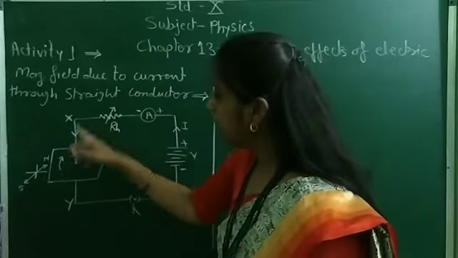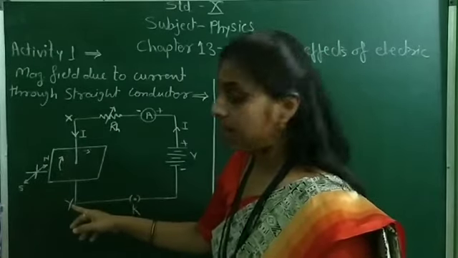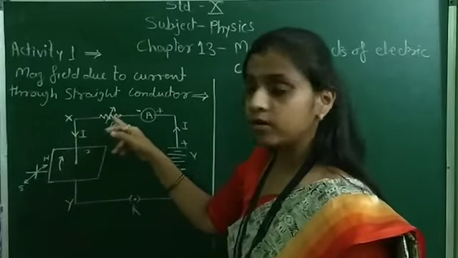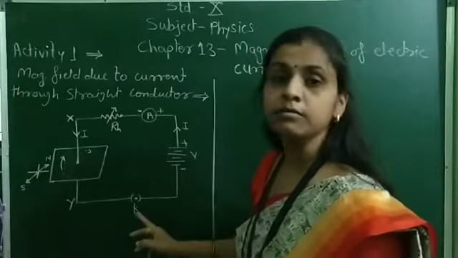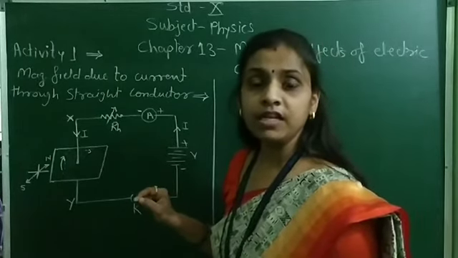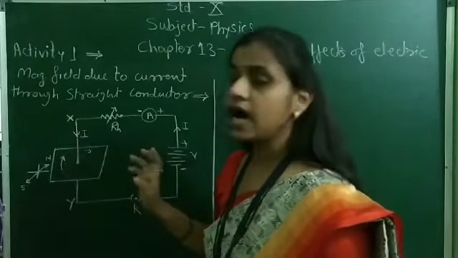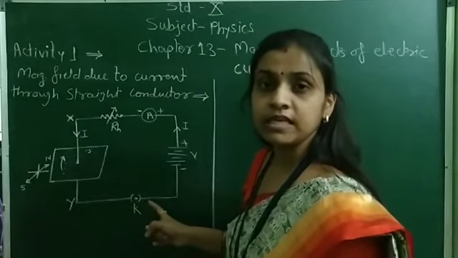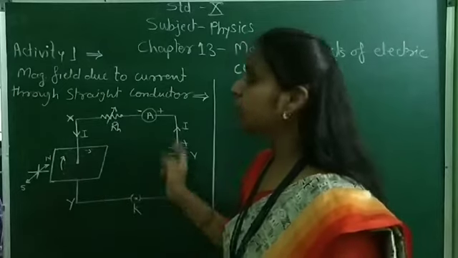Then the two ends of the copper wire are fixed at points X and Y, and it is connected in series with a rheostat, ammeter, battery and the plug key. Now sprinkle iron dust or iron filings evenly on the cardboard, and then the plug key is turned on, or we can say the key is closed, so that current flows through the circuit.